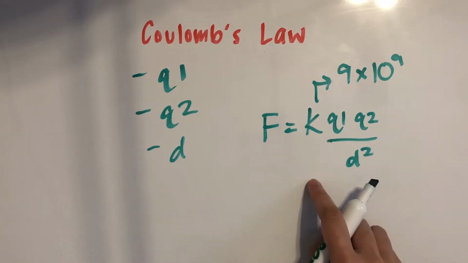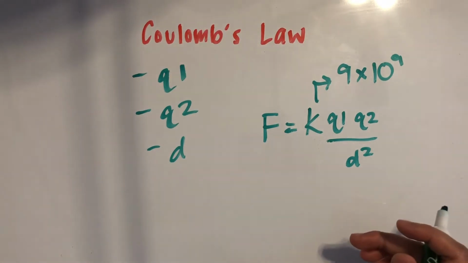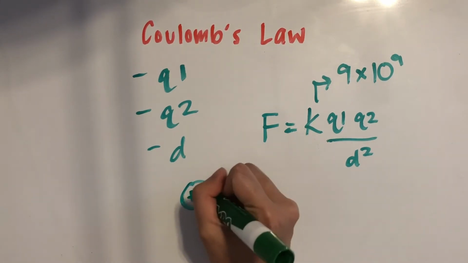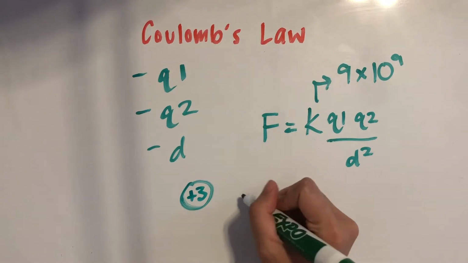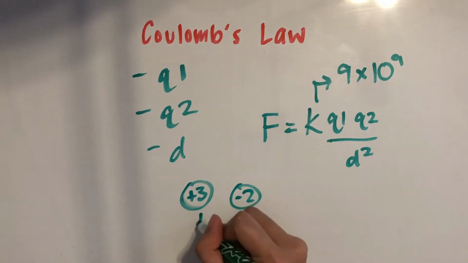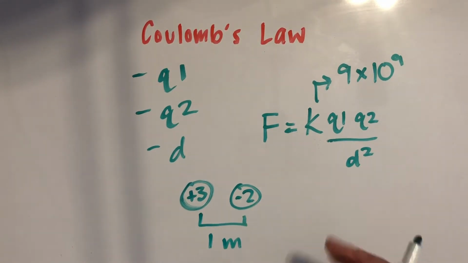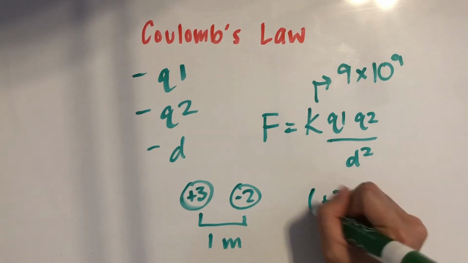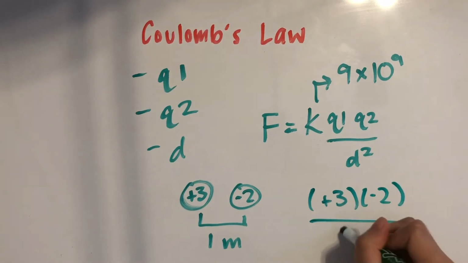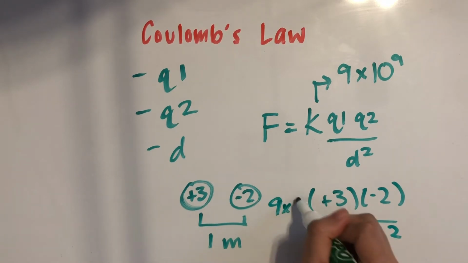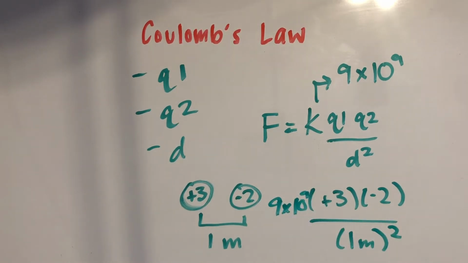Now, when you use Coulomb's law, you don't necessarily have to put in the signs of the charges of the objects. For example, let's say we have an object with a charge of positive 3, and another object with a charge of negative 2, and the distance between them is 1 meter. Since they're oppositely charged, we know that the force between them is going to be attractive. So when we plug in positive 3 for Q1 and negative 2 for Q2 and 1 meter for distance squared, and also don't forget about k, which is our constant of 9 times 10 to the 9th. Let's see what we get.